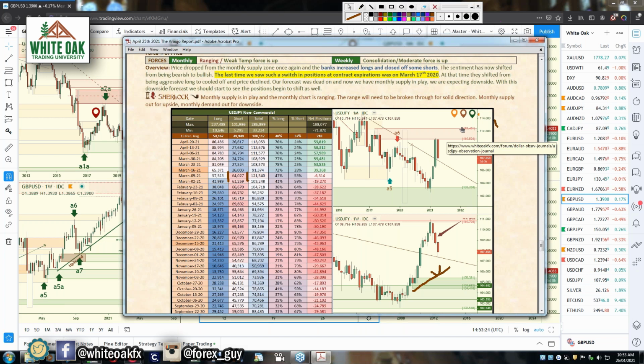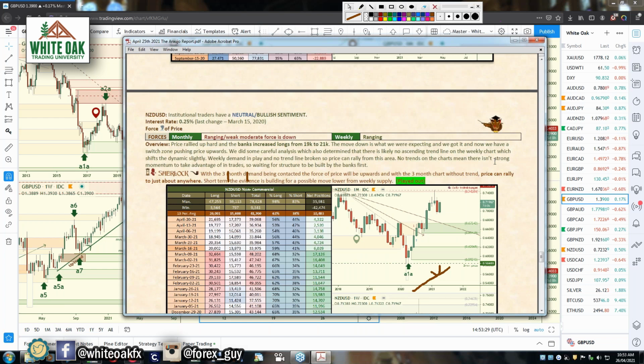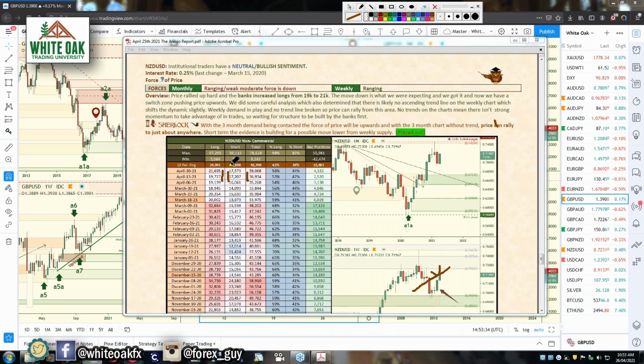And Kiwi, big increase in longs, 19 to 21, doing nothing with shorts, and that was coming here. And now we see the bullishness, right?